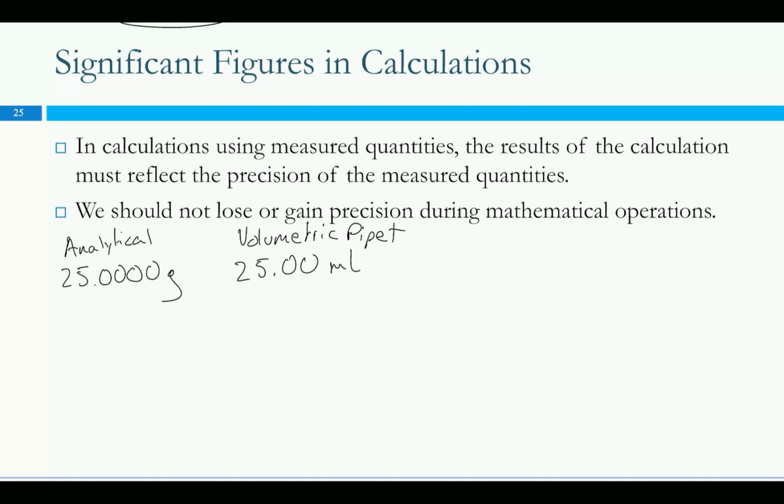6. So we start with the first non-zero number. 1, 2, decimal means that we count the trailing zeros, so all of those are significant. So that's 6 sig figs. But our volumetric pipette measurement only has 4 sig figs.